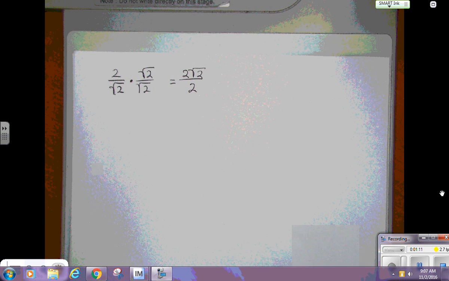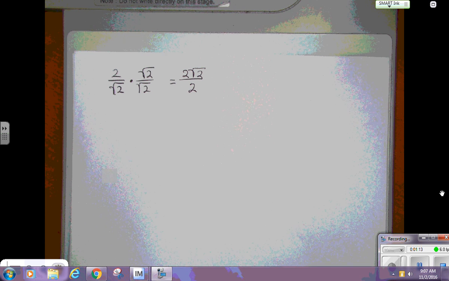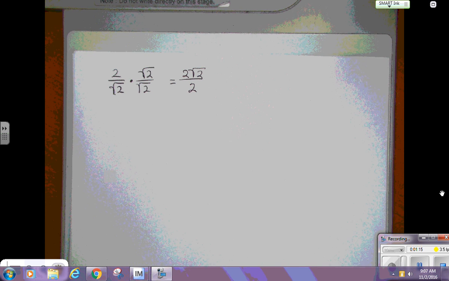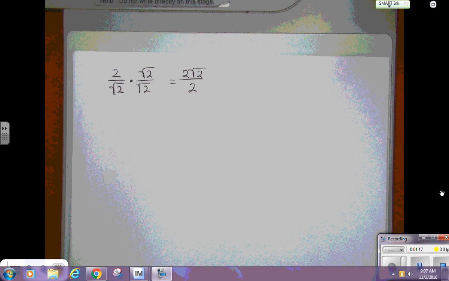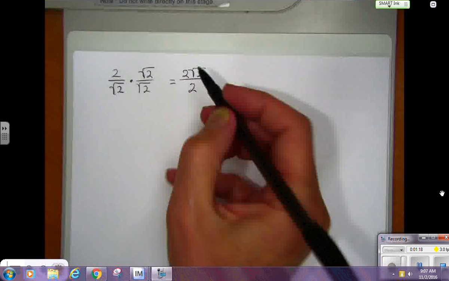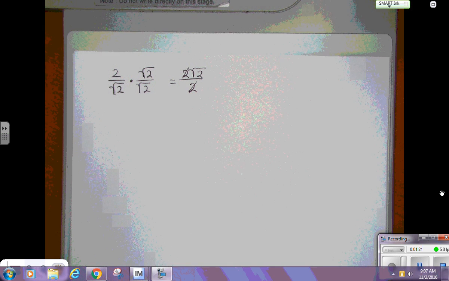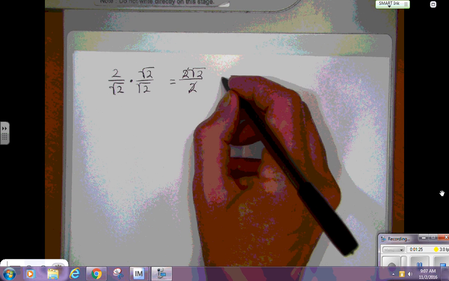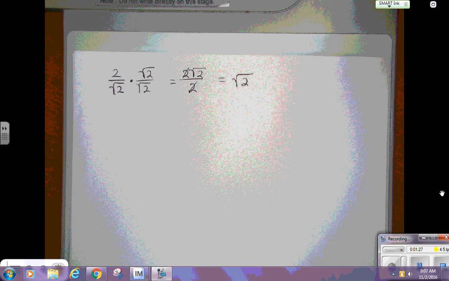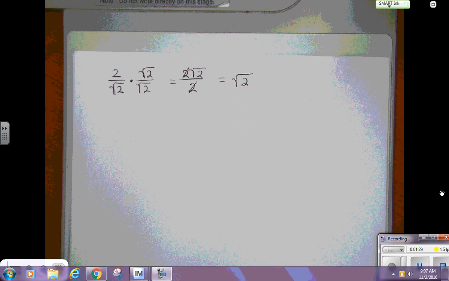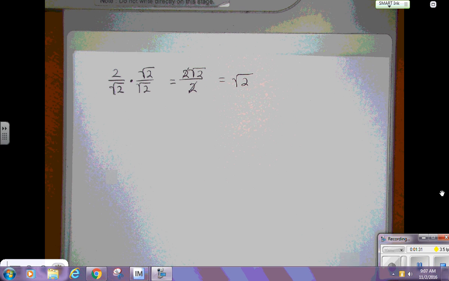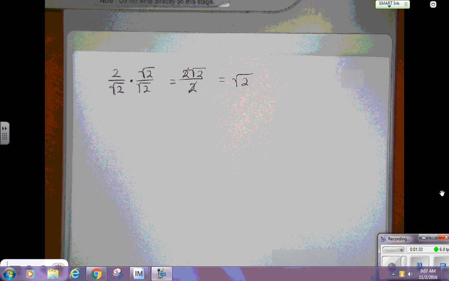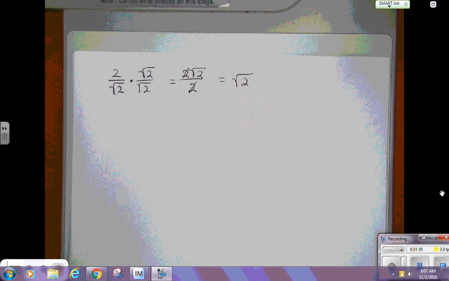Okay, so now that you have the radical gone out of the denominator, you want to reduce whatever you can reduce. And remember, it's just factors that you can reduce, right? So these 2's, those are both factors, so I can reduce those. And all you're left with is the square root of 2. Okay, so we're going to be doing something similar with the i's in the denominator. We're going to have to rationalize the i's when we get those.